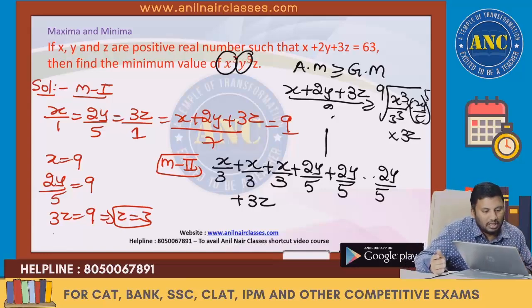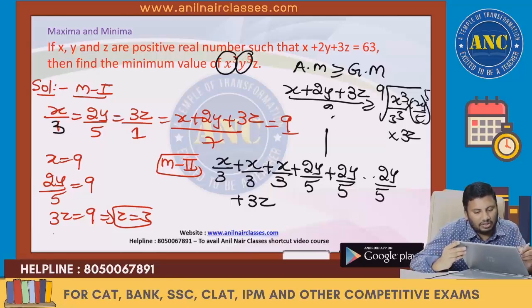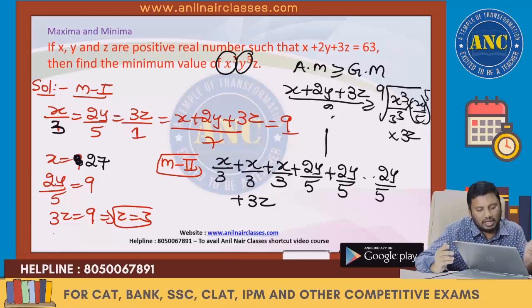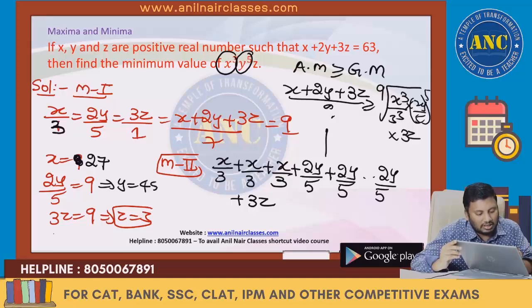You use any method that is possible. This is nothing but x by 3 equivalent to 2y by 5 equivalent to 3z by 1. So x plus 2y plus 3z is 63, divided by 7, is 9. So x is nothing but 27. I made a calculation mistake. 2y by 5 is 9, so y is nothing but 45 by 2. z is nothing but 3.